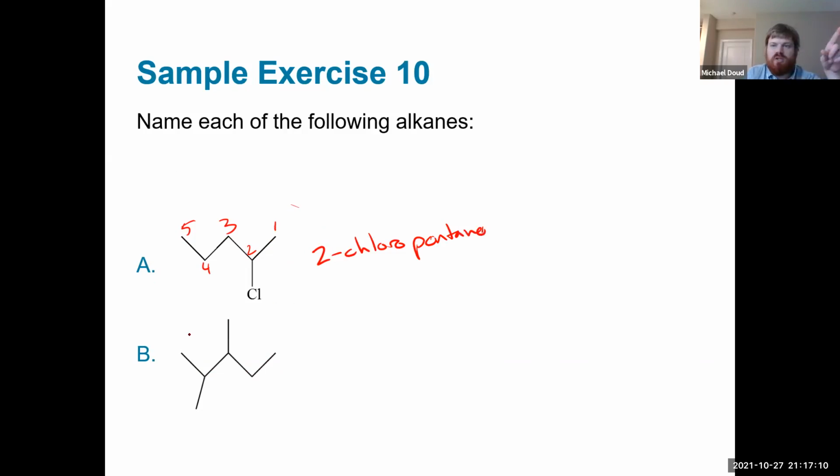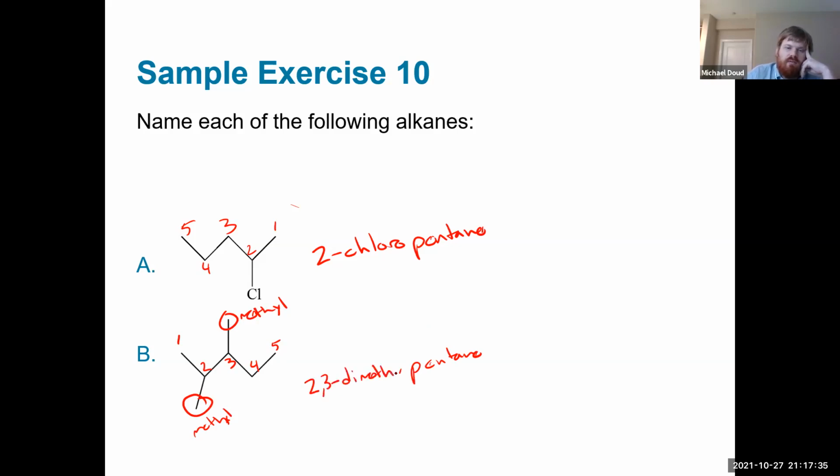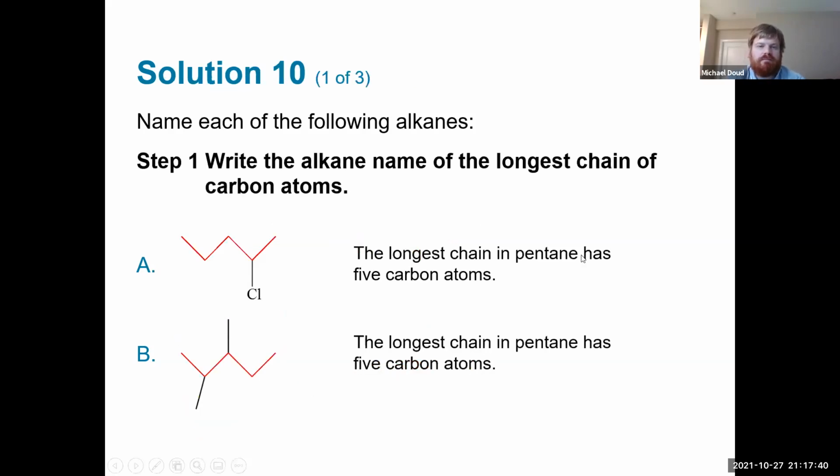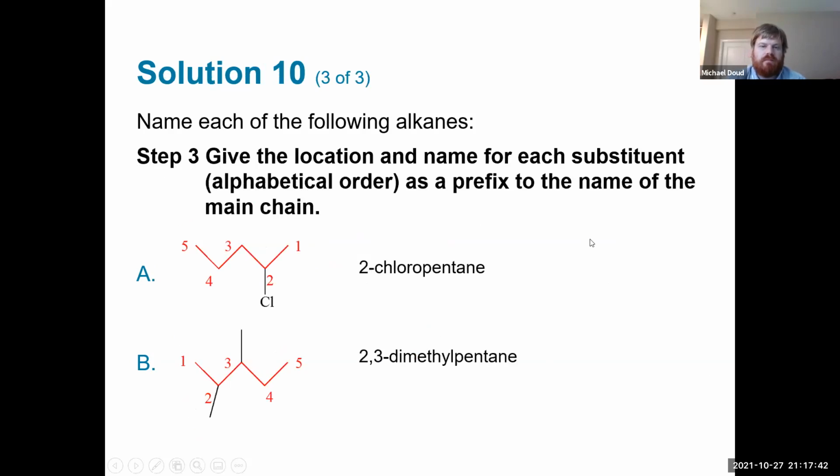Now down here, the substituents are on the left side. So let's start with this carbon here. That's 1, 2, 3, 4, 5. So again, it's a pentane. This time we have methyl groups on carbons 2 and 3. So that means that it's got to be 2,3-dimethylpentane. Again, that's how we can represent that we have multiples of the same substituent. Okay, so 2-chloropentane and 2,3-dimethylpentane.